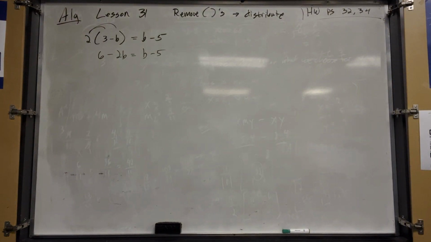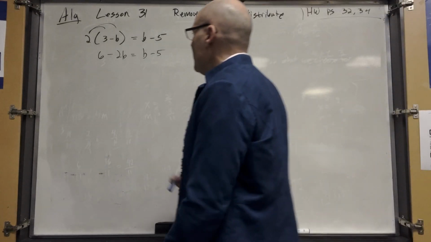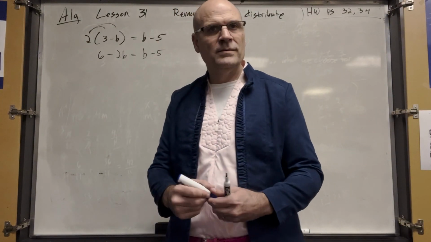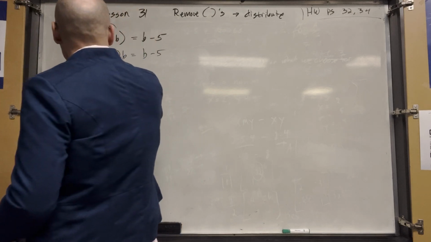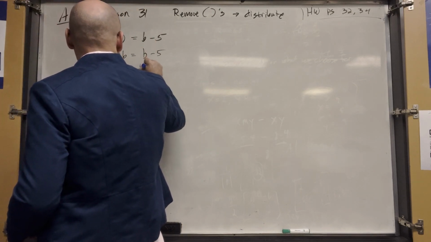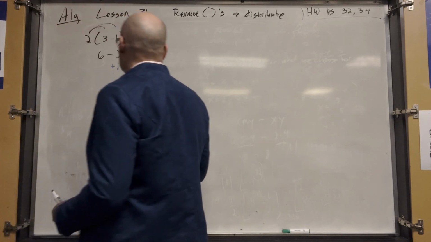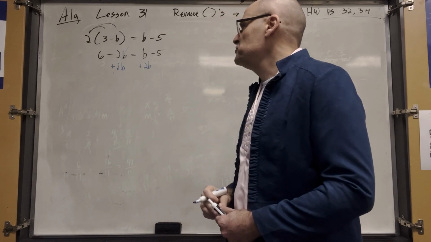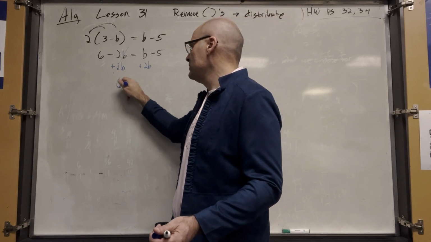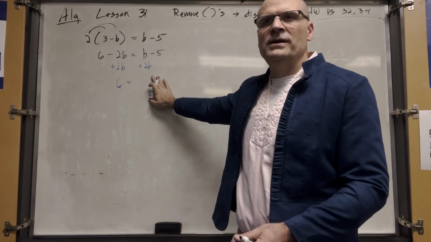You get rid of not them, but get rid of one of them. Which one do you want to get rid of? The negative 2b or the 1b? The smaller one. Okay, which one's the smaller one? The negative. Negatives are always smaller than positives. How do you get rid of minus 2b? Add 2b. Whatever you do to this side, do to this side. Don't hesitate. Okay, so I'm left with 6, right? And then what am I left with over here?